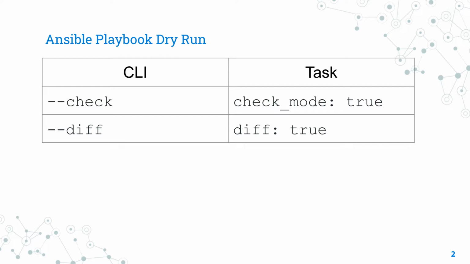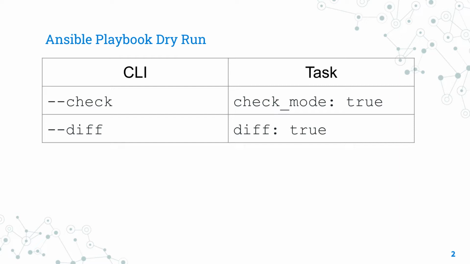Ansible-playbook command or at the task level in your Ansible playbook. This mode can be used separately or together. The check mode is just a simulation. It's great to validate the Ansible playbook without performing any action on the target machine. The diff mode reports the changes made for any module that supports the diff mode.